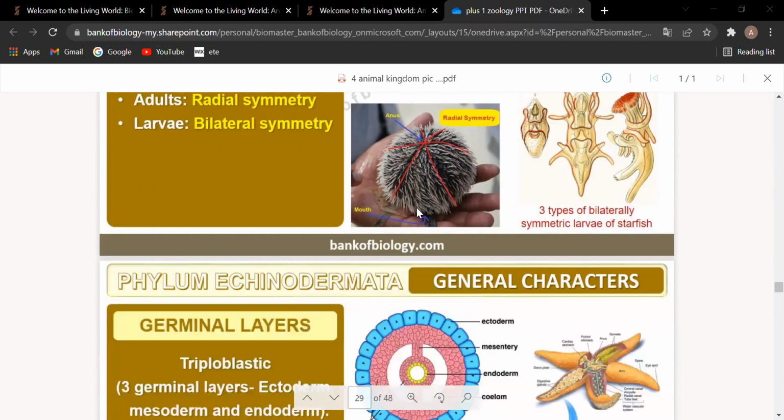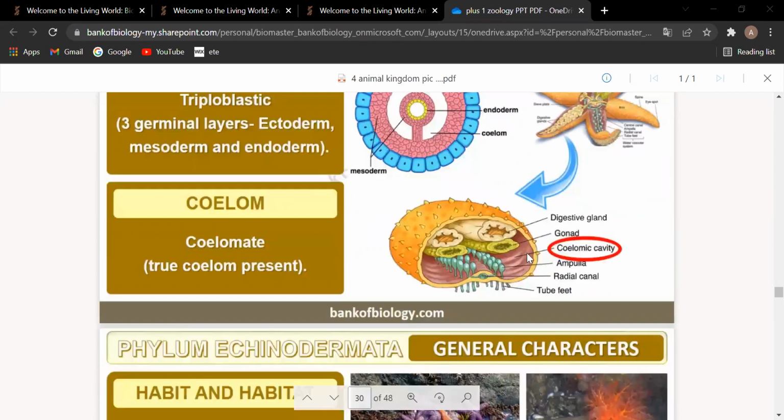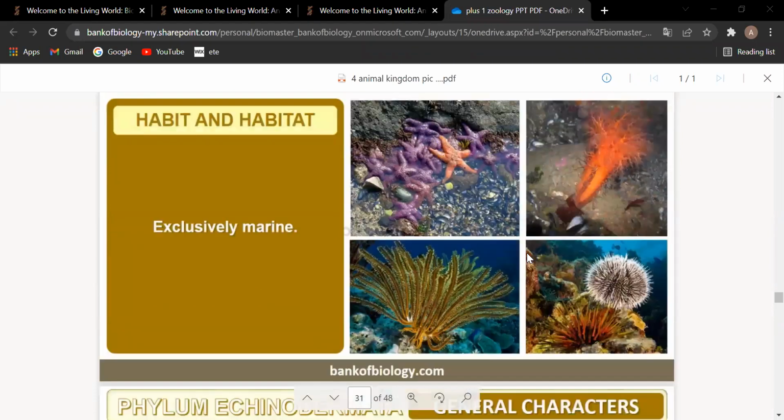Germinal layers: they are triploblastic, with ectoderm, mesoderm and endoderm. They are true coelomates; you can see the coelomic cavity, how they have marked it. See, this is the coelomic cavity. Habitat is exclusively marine. Temporarily they can come out and survive for a little time on land, but they have to immediately go back into the water.